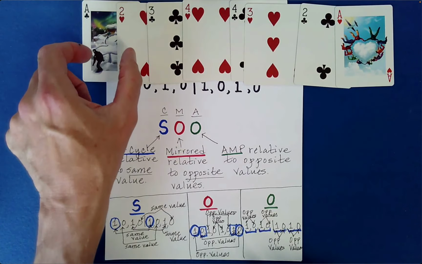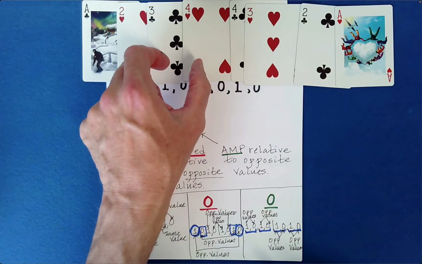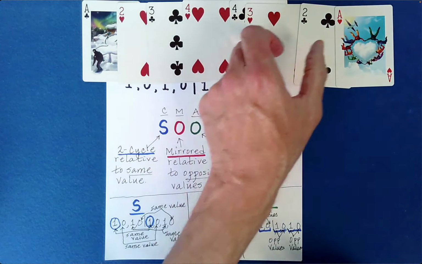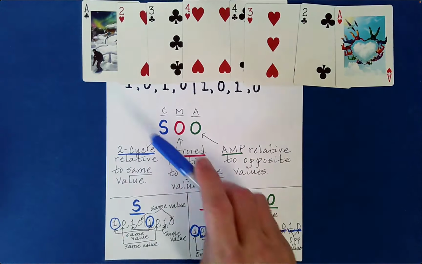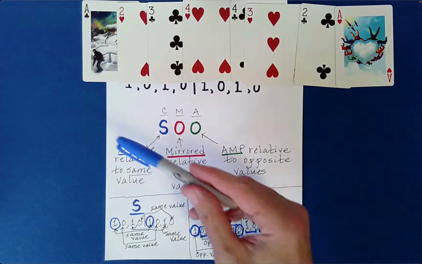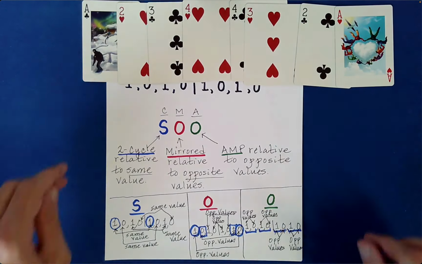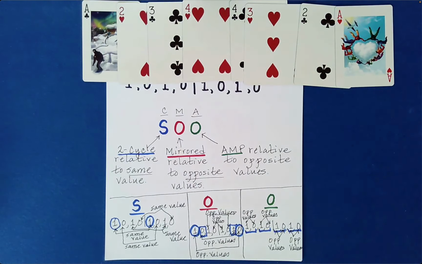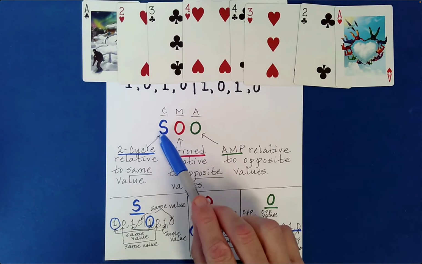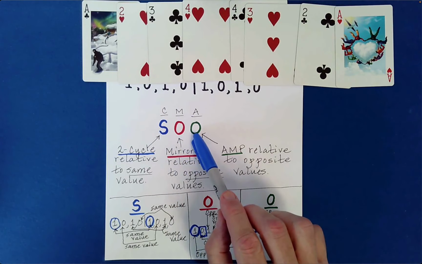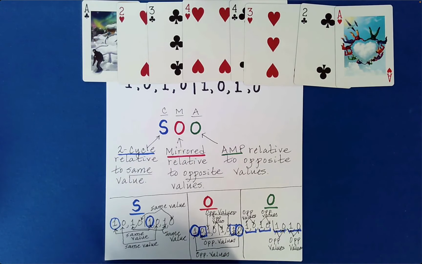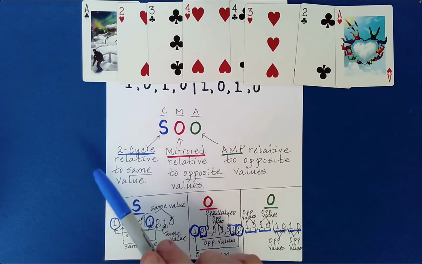You're checking the top two, and then you move down to the next two as a block, next two, and final two. Okay? So we call this really just alternating sequence of black through red, of eight cards, an SOO CMA sequence, okay? Now, the question is, what kinds of shuffles will preserve the two-cycle nature, the mirrored nature, and the AMP nature of this particular sequence? Well, that's a very interesting question to explore.